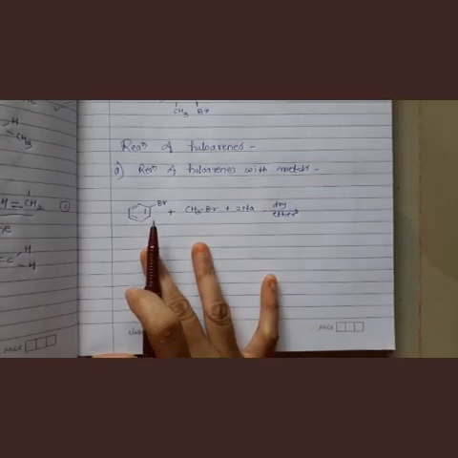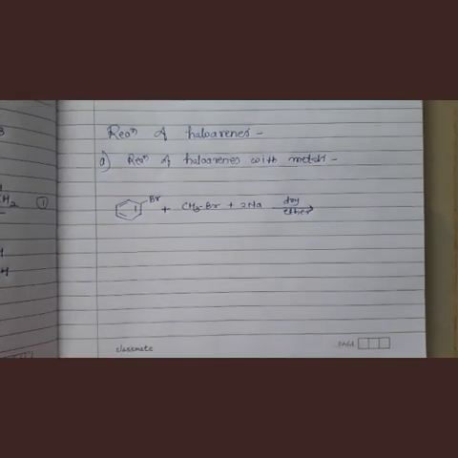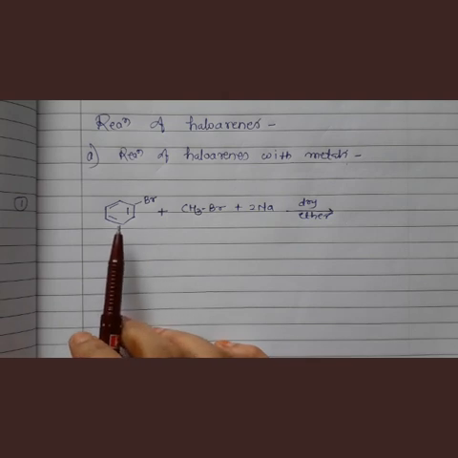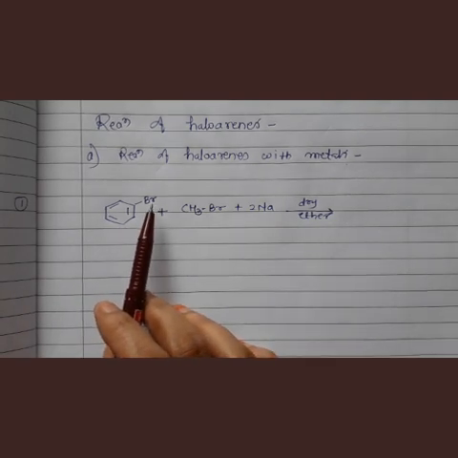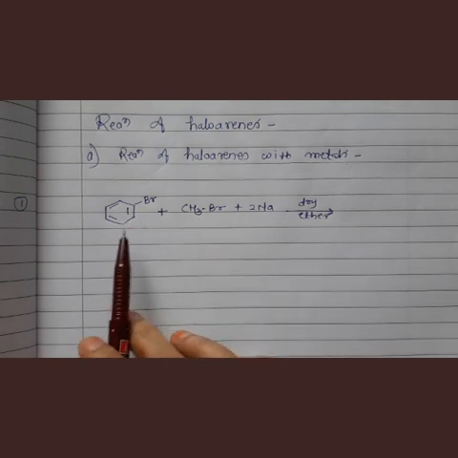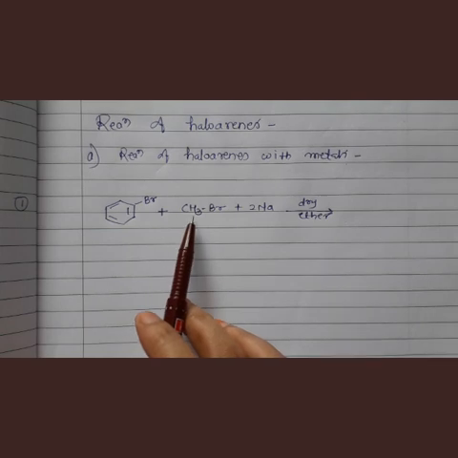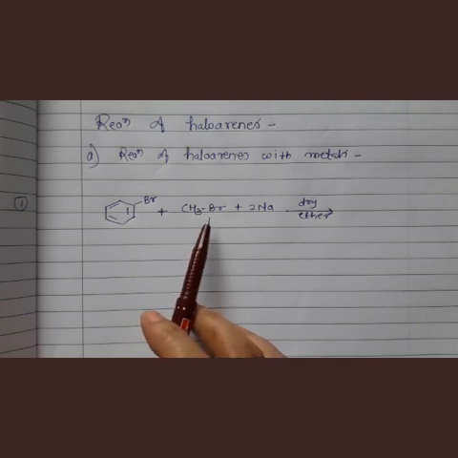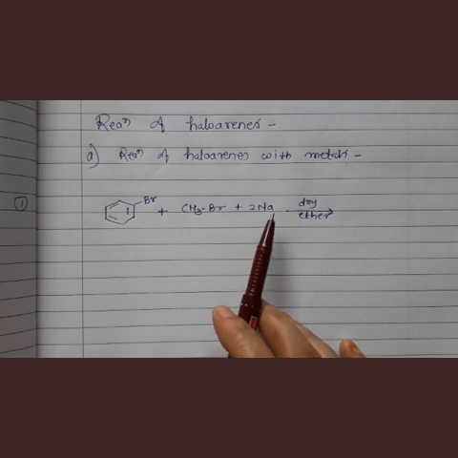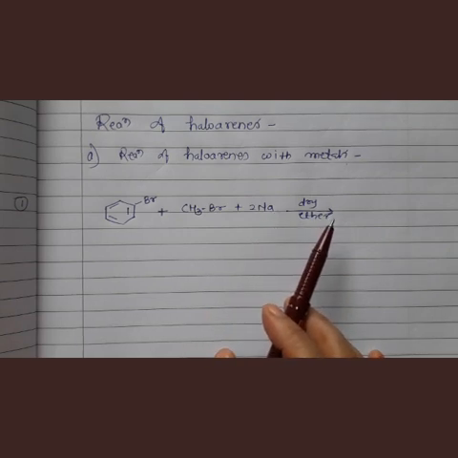So, reaction with haloarenes. Haloarenes means a benzene ring and a halogen is there. It's called haloarenes. We have seen this in the introductory part. Reaction of haloarene with alkyl halides or haloalkanes and sodium metal in the presence of dry ether. So see what is the product of this reaction.